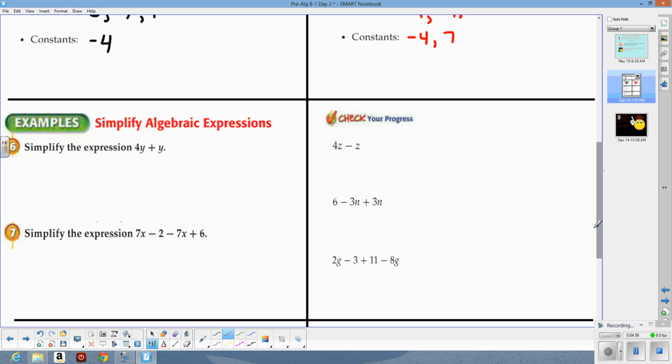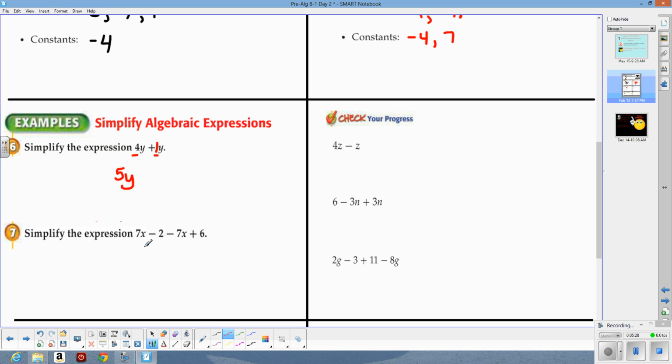All right, what we're going to do next is simplify algebraic expressions by combining like terms. To combine like terms, you add the coefficients of the like terms together. So, to simplify the expression 4y plus y, I would start by putting a 1 in front of the y. And if I take 4y and add 1y to it, we end up with a total of 5y. So again, you add the coefficients and then keep the variable part. So 5y.